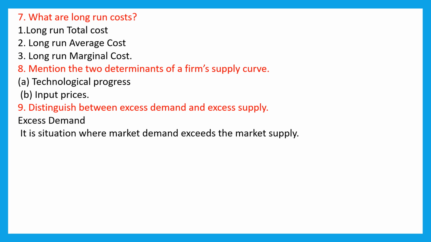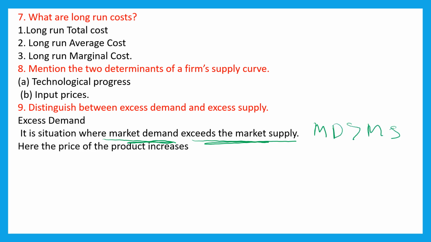Distinguish between excess demand and excess supply. Excess demand. It is a situation where market demand exceeds market supply. Here the price of the product increases: when demand is greater compared to supply, prices will increase. So quantity demanded is greater than quantity supplied.